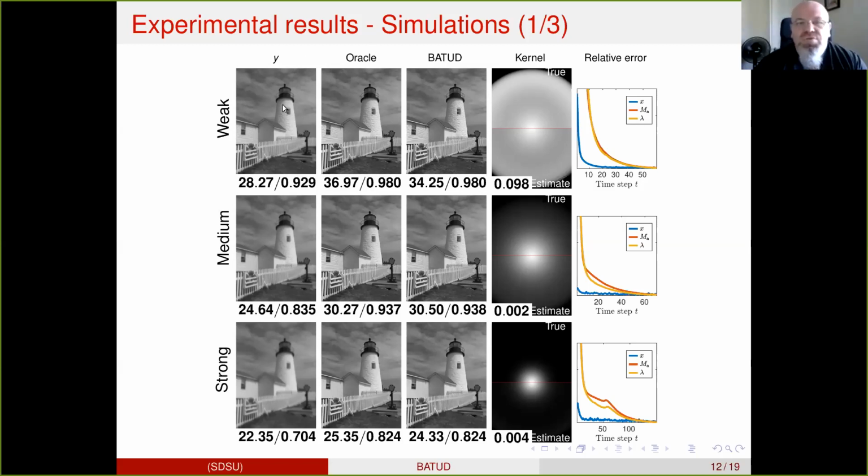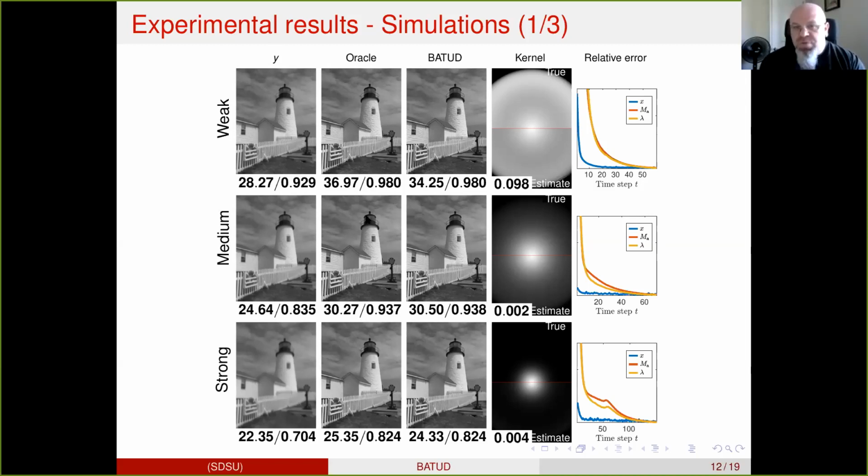So what do we see here? The left column, that's white. So that's the blurry image, right? And those different rows represent weak turbulence, so weak blur, medium blur, and strong blur, right? And you can see it on the images. The more you go downward, the less you can see the details in the fence, for example, right? And some textures are also disappearing here.